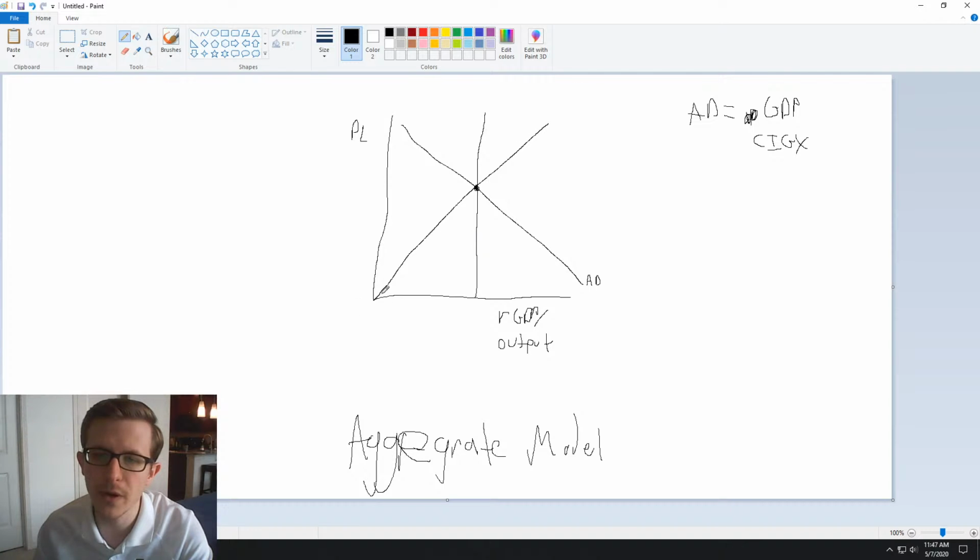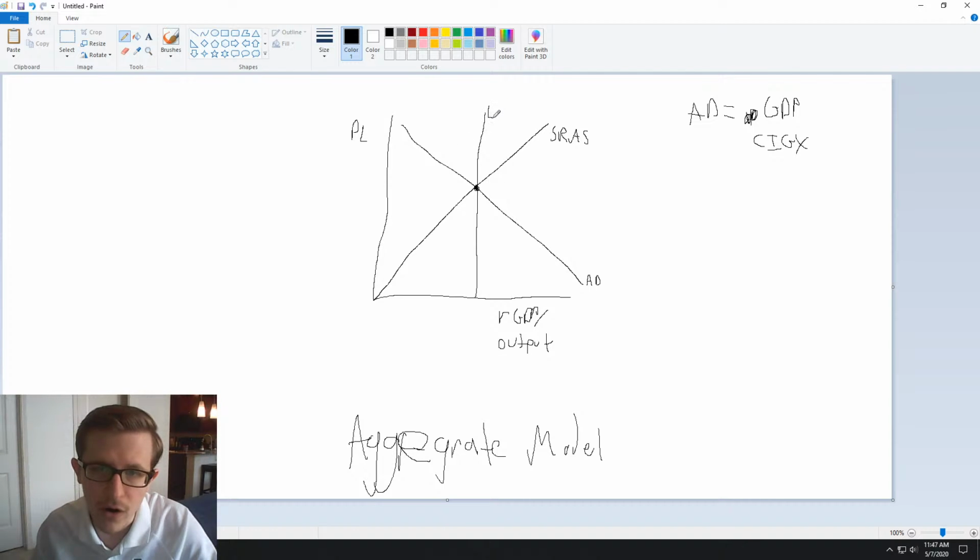Now, the upward sloping one is going to be our SRAS. Of course, with that short run being the SR, meaning that this is kind of where the economy is operating at right now, regardless of where it could be. So short run aggregate supply, that's what's being produced, how much is being charged for it, stuff like that.